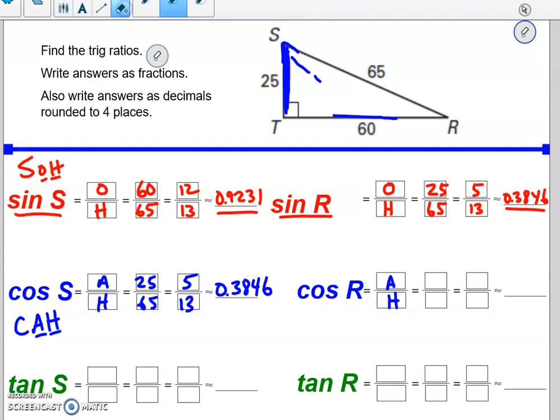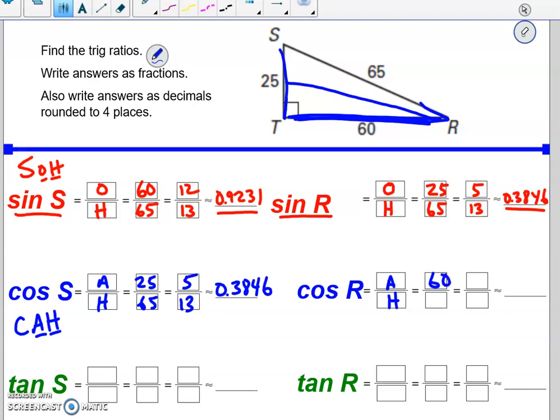If I look at angle R, which is down here, the opposite side is 25. Again, I don't want that side. I want the side that's next to the angle, so that's 60. That's my adjacent side. 60 over the hypotenuse of 65 simplifies down to 12 over 13, which is 0.9231. That should also sound familiar.